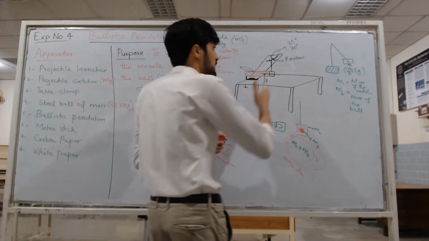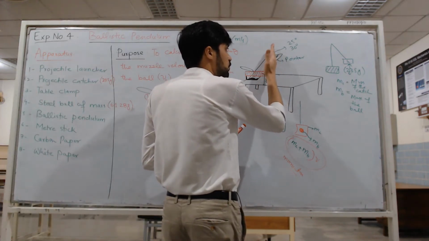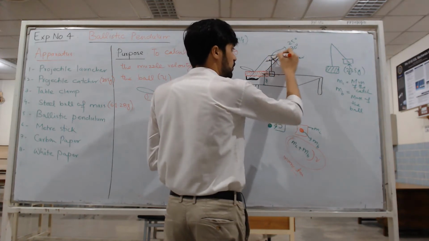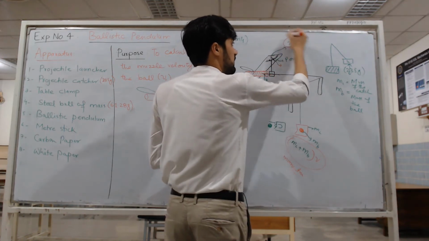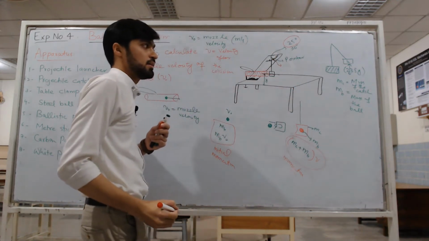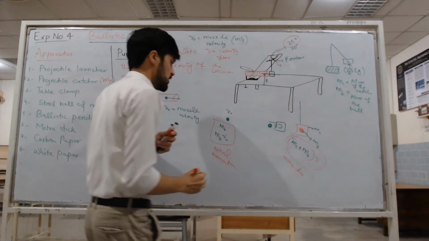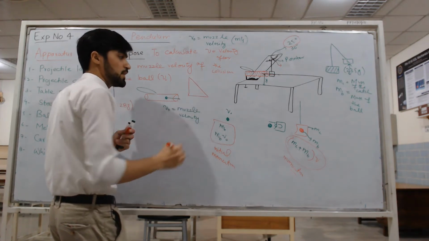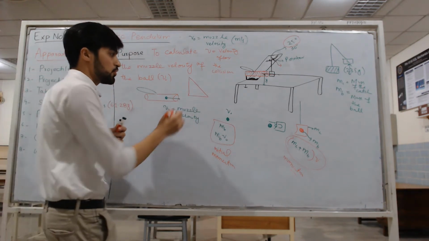And what will happen? As it moves, this pointer will move with the pendulum. So by looking at the degree scale here, you can say whether the angle is 25 degrees or 30 degrees. If you see, it's making a right angle triangle. So here is the theta.